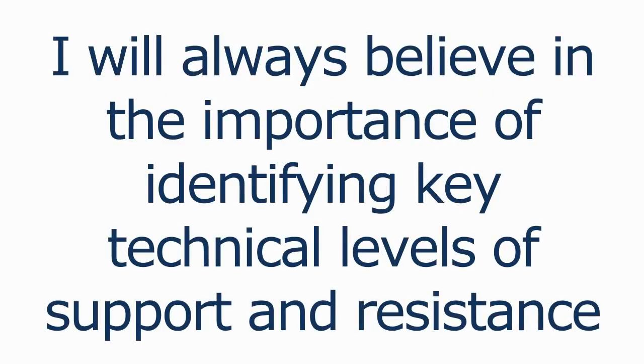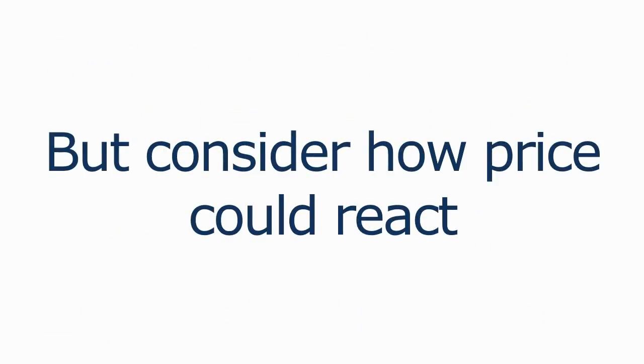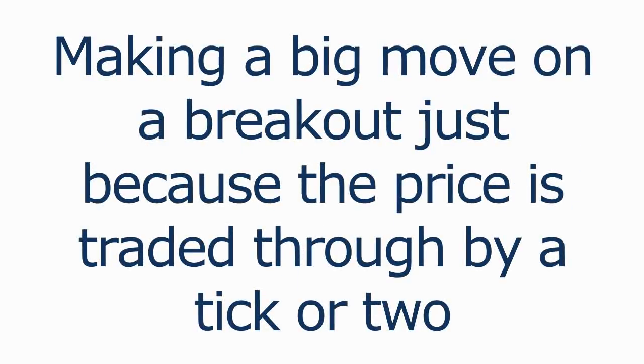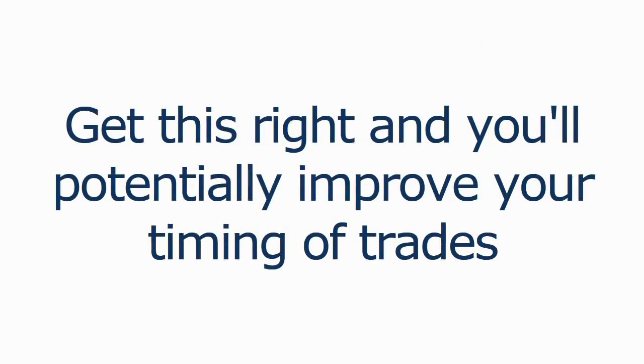So there's two steps: identify and consider. And I always believe in the importance of identifying key technical levels of support and resistance. But without considering how a market can react once it gets there, you're at risk of making an error in assuming that it will do one of two things. It'll either bounce after pulling back from the level by just a handful of ticks, or make a big move on a breakout just because the price has traded through by a tick or two. Understanding rotation and market energy is another part of unlocking the power of levels. Get that right, and you'll potentially improve your timing of trades significantly.